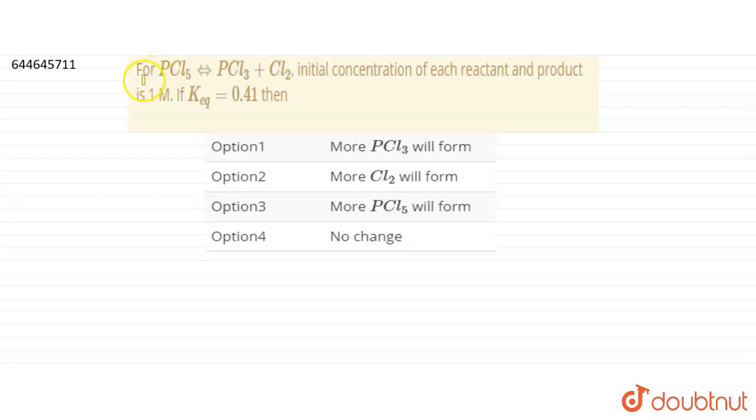So today our question is like this. We have PCl5 at equilibrium gives PCl3 plus Cl2. Okay, so this is a gaseous reaction. We all know that these are all in gaseous phase. Okay, so we have initial concentration of each reactant and product as 1 molar.